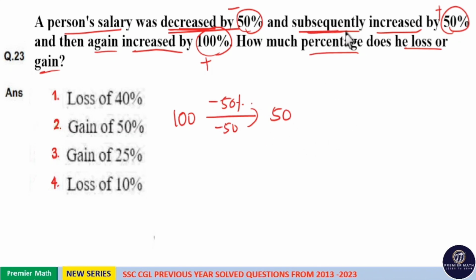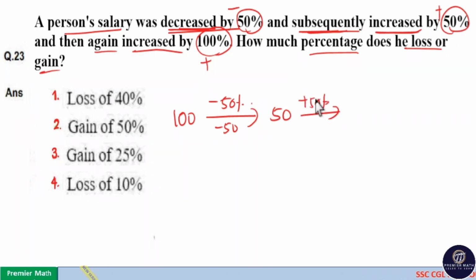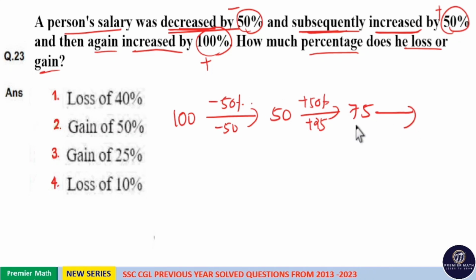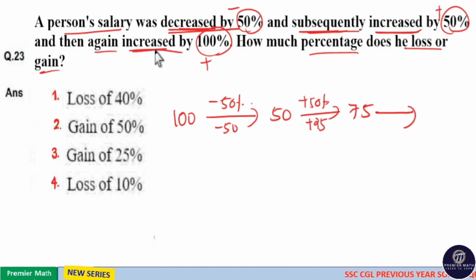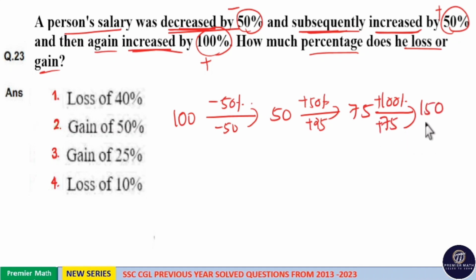Now again this is increased by 50%. Now 50% increment on this 50 means 50% of 50 is equal to 25 rupees. So 50 plus 25, 75 rupees is the current salary. Now again this 75 is increased by 100%. 100% of 75 is 75 rupees. So 75 plus 75, 150 rupees is the final salary.